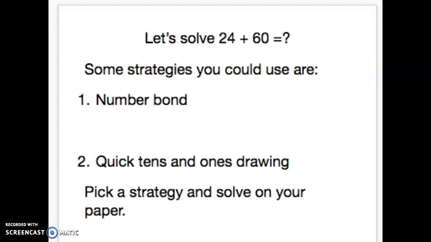We're going to solve 24 plus 60. You can either use a number bond or your quick tens and ones drawing. Choose a strategy and solve on your paper.